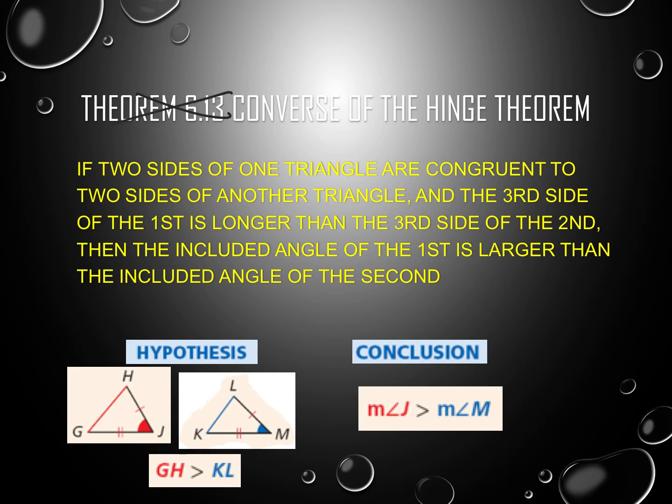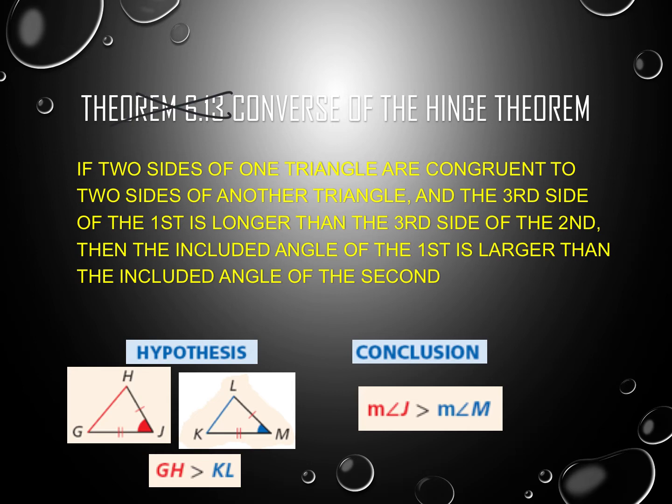So the converse of the hinge theorem, and again, don't worry about the number, states if two sides of one triangle are congruent to two sides of another triangle, and the third side of the first is longer than the third side of the second, then the included angle of the first is larger than the included angle of the second. And again, a lot of words, but basically the same thing we did. We're going to look at that side length. We're going to look for the larger side, and that'll determine the larger angle.